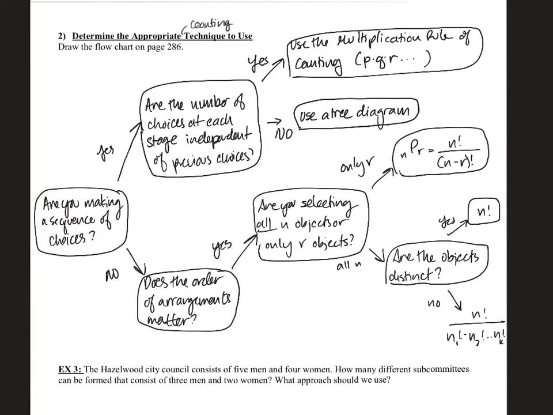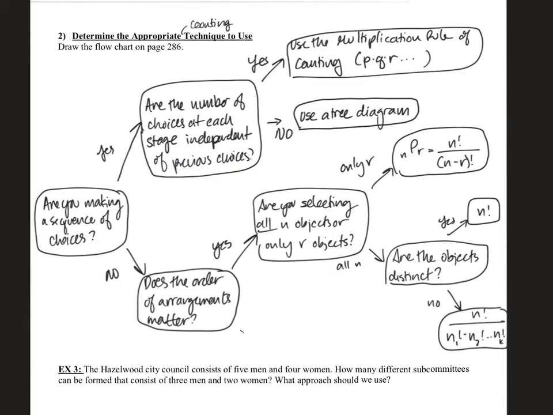So remember, this one is like the flag problem we were talking about, you know, the 4 red flags, 3 white, and so on. We use all of the items in the group, and we're just trying to figure out the different ways to arrange. Okay, so that was the yes.